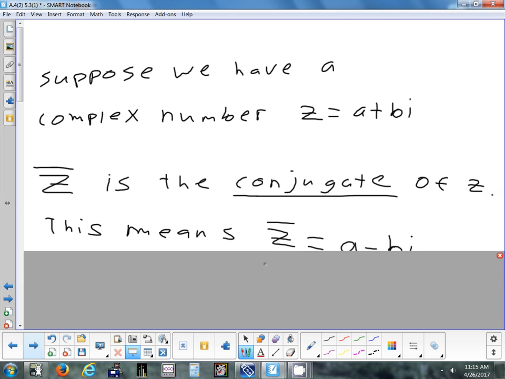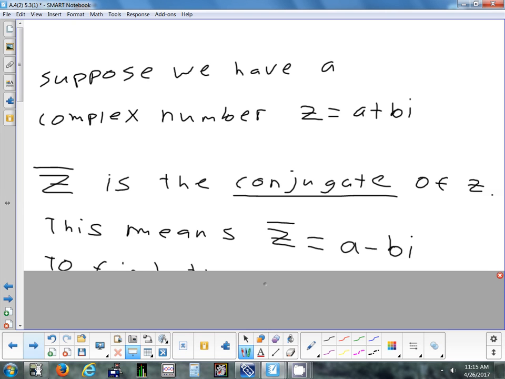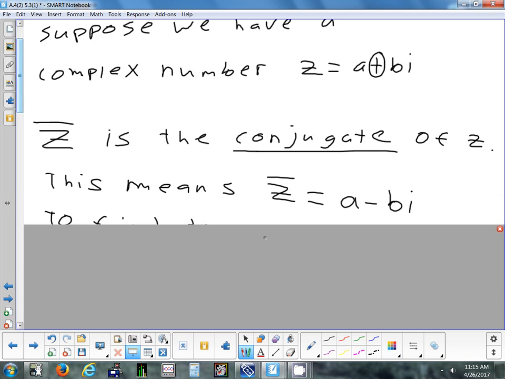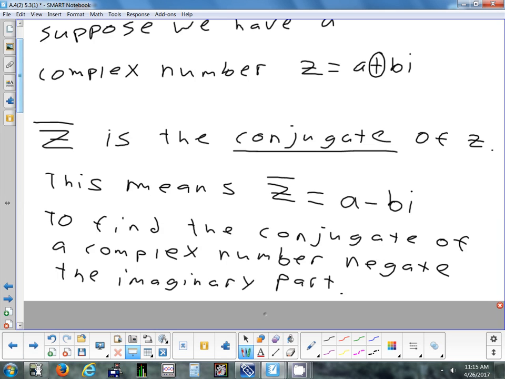And all the conjugate is, basically, changing the sign right there. That's all you do. So to find a conjugate, change the sign of the imaginary part. I wrote negate. Negate is just a short way to say change the sign of. So change the sign. If it's a positive, make it a negative. If it's a negative, make it a positive. Don't do anything to the real part. Leave that the same. Just change the sign of the imaginary part.